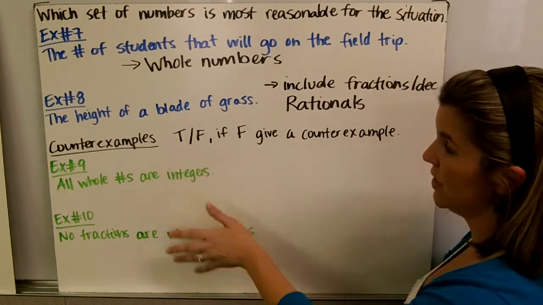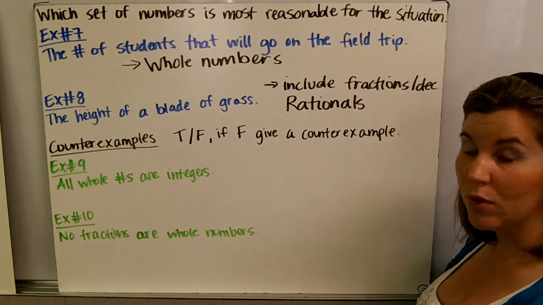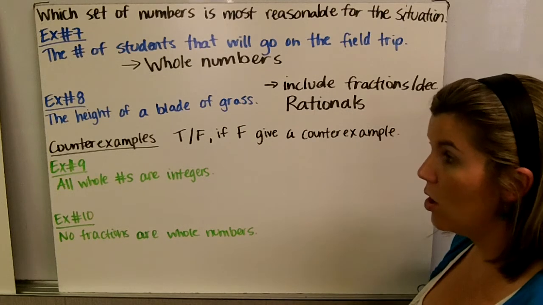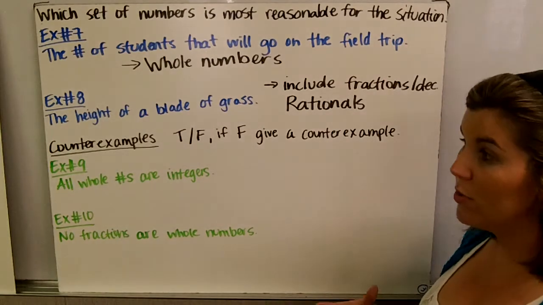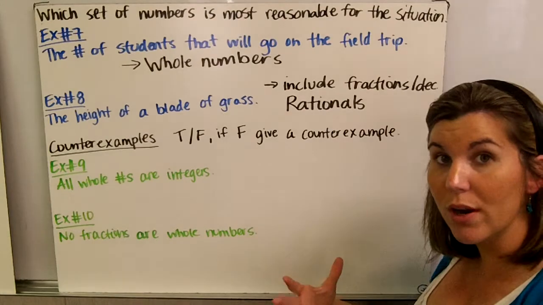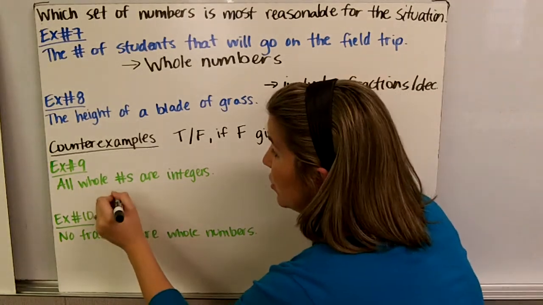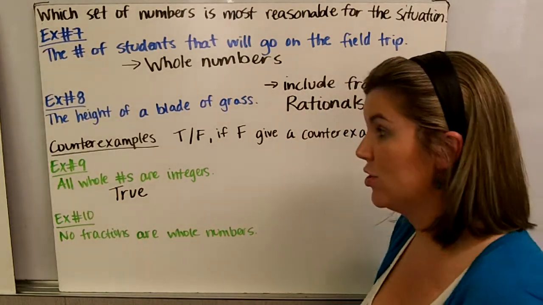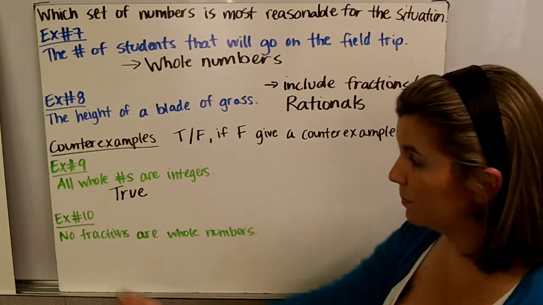Counterexamples. True or false is how we're going to answer 9 and 10. If false, give a counterexample. Example 9: All whole numbers are integers. So if you think about the definition, whole numbers are natural numbers and 0. They fit into the category which is bigger, integers. So yes, this is true. All whole numbers are integers. We can say that the whole numbers are a subset of the integers.